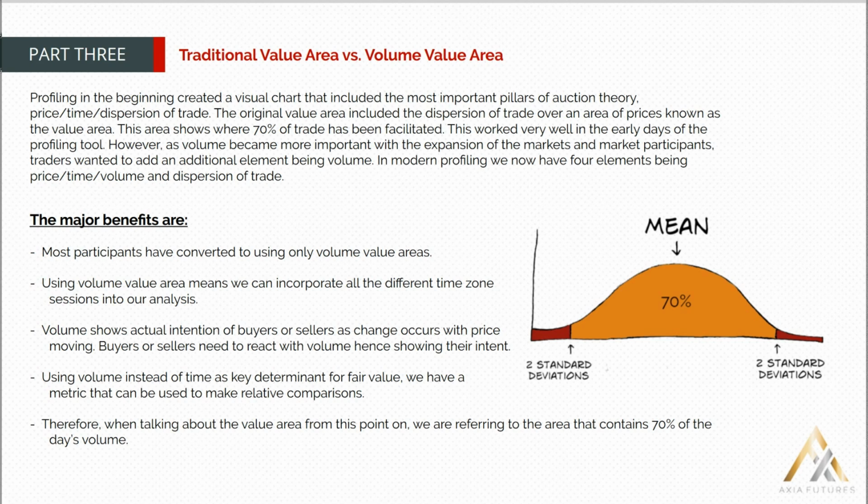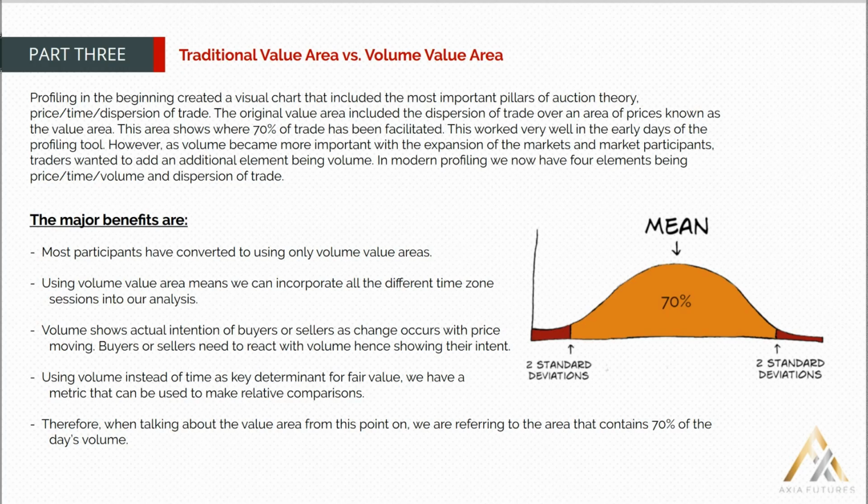The next benefit, volume shows actual intention of buyers and sellers. As change occurs with price moving, buyers or sellers need to react with volume, hence showing their intent. In other words, we can use volume as a key gauge for the intention of buyers or sellers. What do we mean by that? In other words, as price is changing, buyers and sellers are going to transact various amounts of volume.